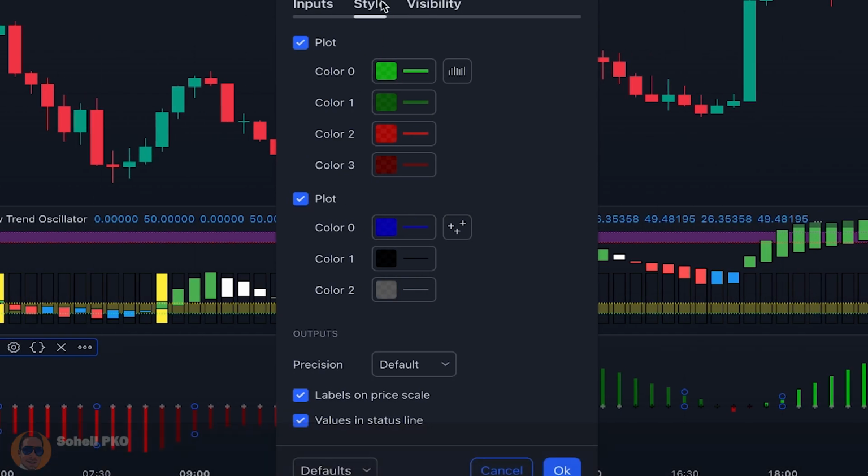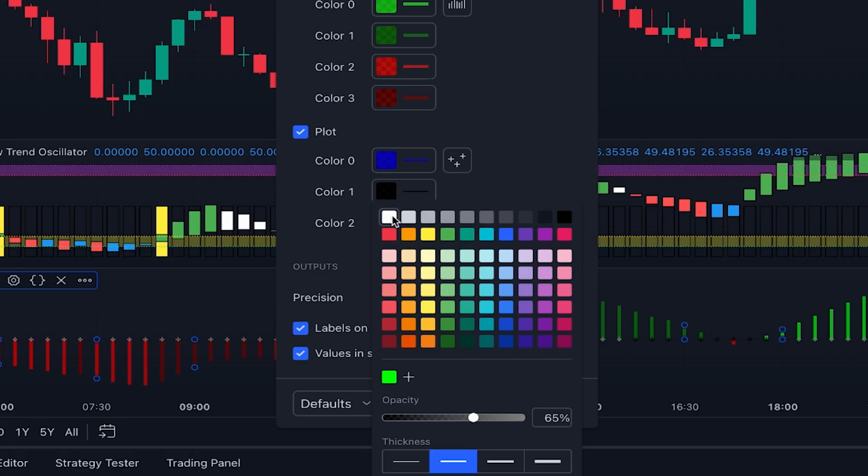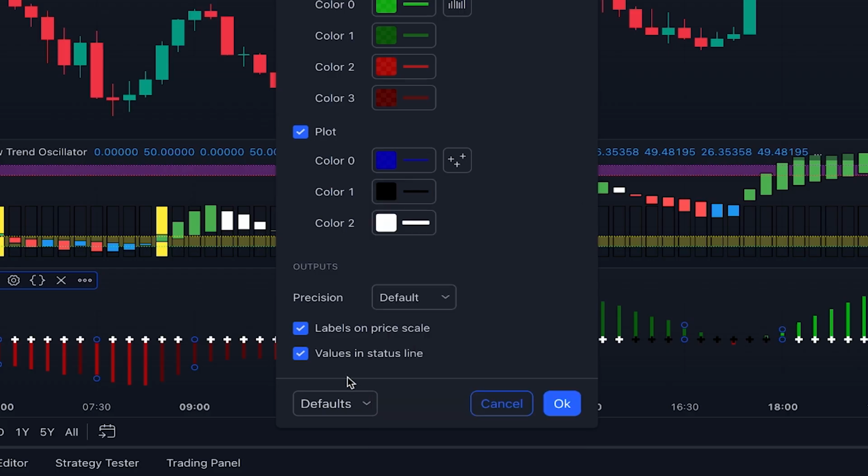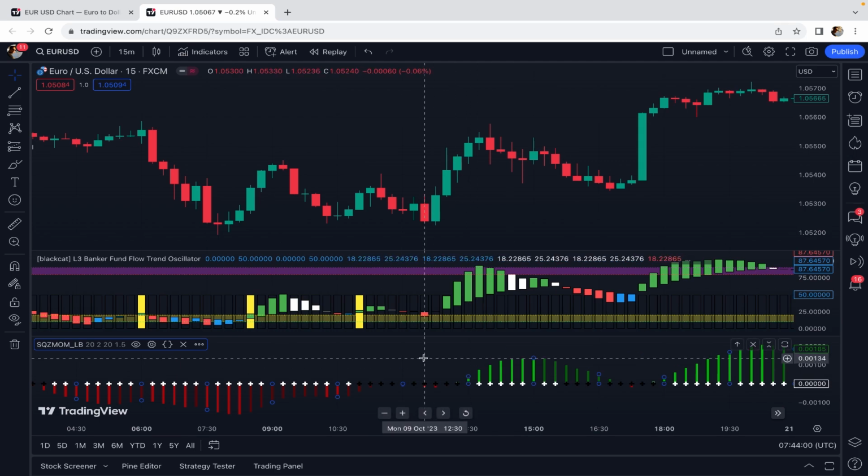Here in the style tab, we change the gray color to white, and then we increase the opacity to 100%, and we also increase the thickness. And then for the black color, similarly, we increase the opacity to 100% and we increase the thickness. All right, now by changing the color settings, we can better see the details.